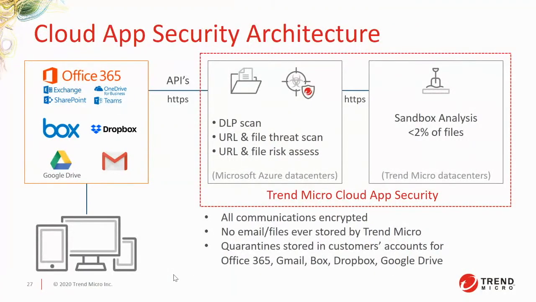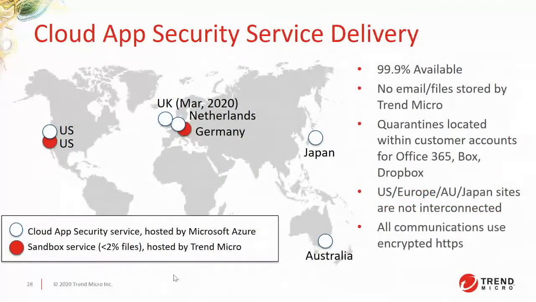Communication is through encrypted channels between the Microsoft Azure data centers, where we have our Trend Micro Cloud App Security services for DLP scanning, URL threat scan, and URL and file risk assessment. Also in the Trend Micro data centers, we send less than 2% of the files to our sandbox. No email or files are stored by Trend Micro. Quarantines are stored in the customers' accounts: Office 365, Gmail, Box, Dropbox, and Google Drive. So we maintain the privacy of the documents. We are 99.9% available since we have a variety of data centers in different regions.